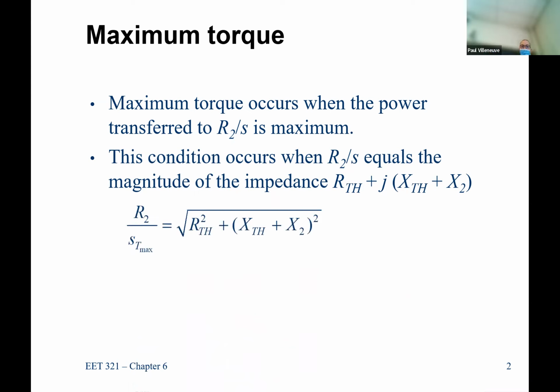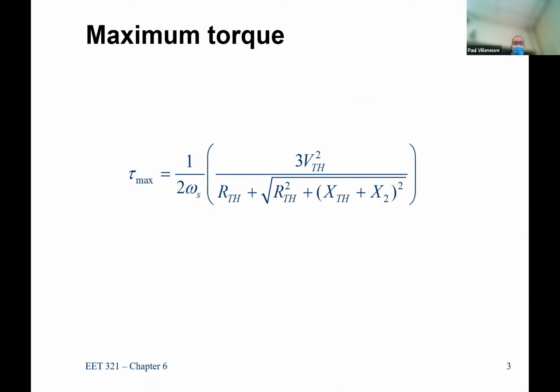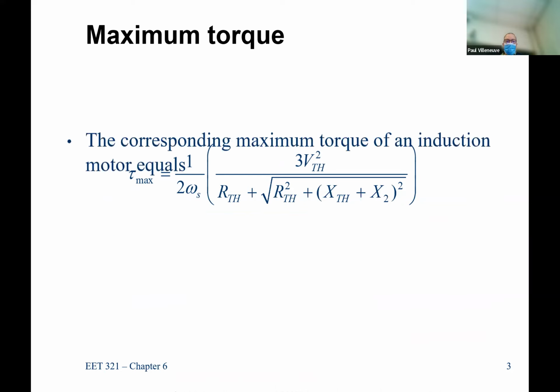Now we're going to do magnitudes. So our R2 over S, this is that our max torque is going to be equal to the magnitude of this expression. And then we can solve that for when our S or max torque occurs, and we can get that value. This is the value of slip where max torque occurs. Now we can substitute that back into our equation, and we can get that value there. So T max, 1 over 2 omega S, and we're not going to worry about that, but you'll notice that our R2 expression has been substituted in.